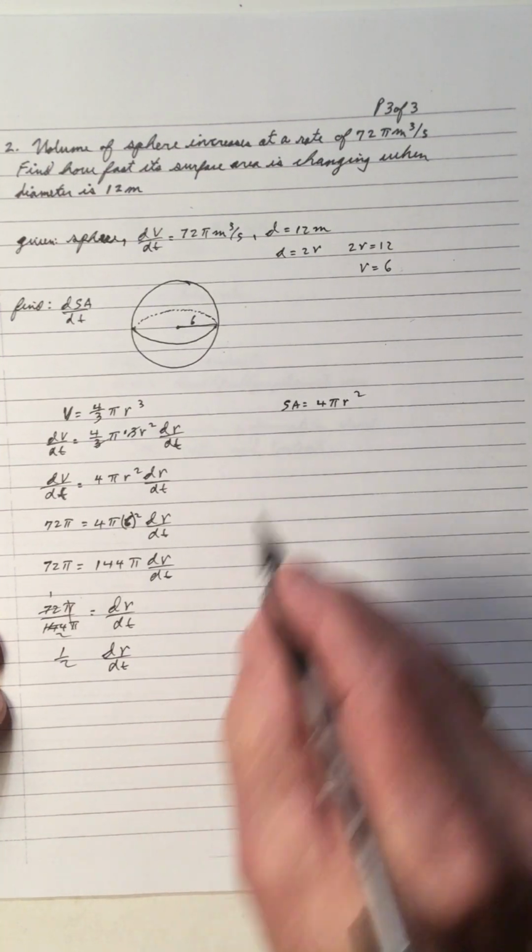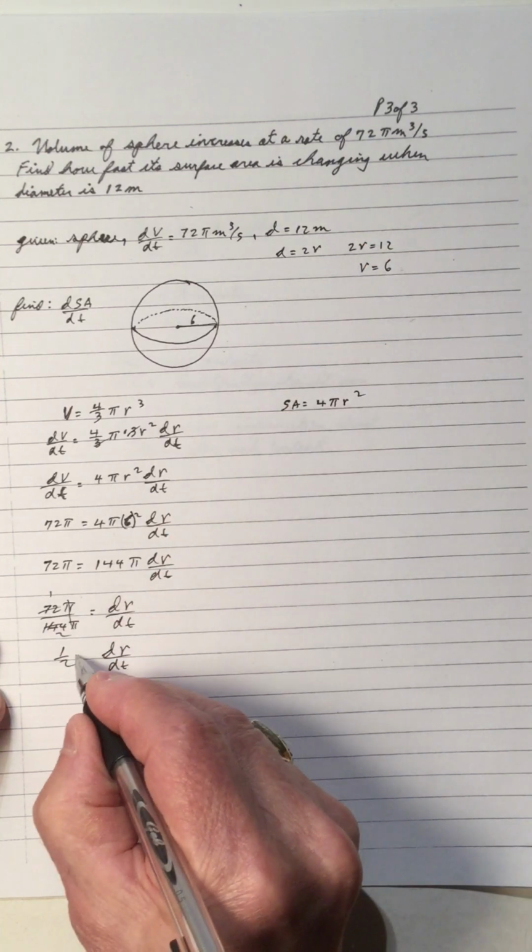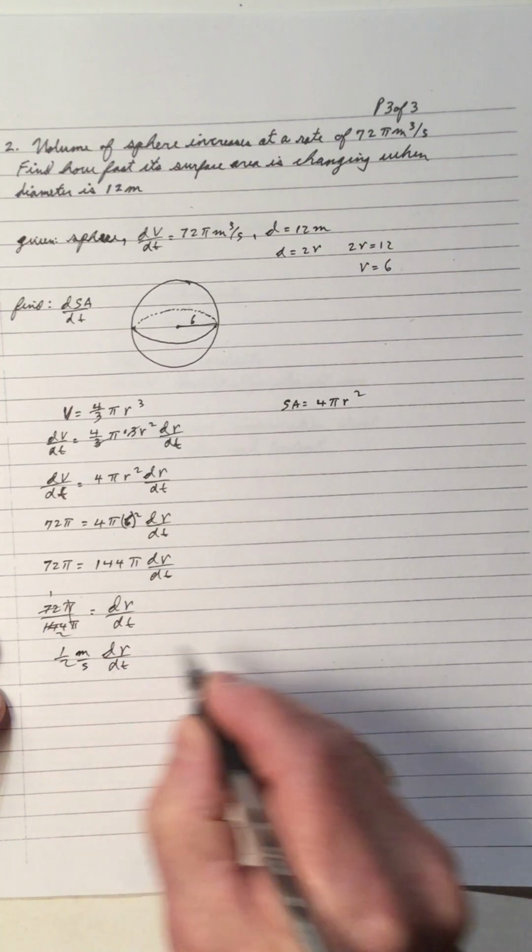And dr/dt is the radius in terms of time, so it's meters per second.